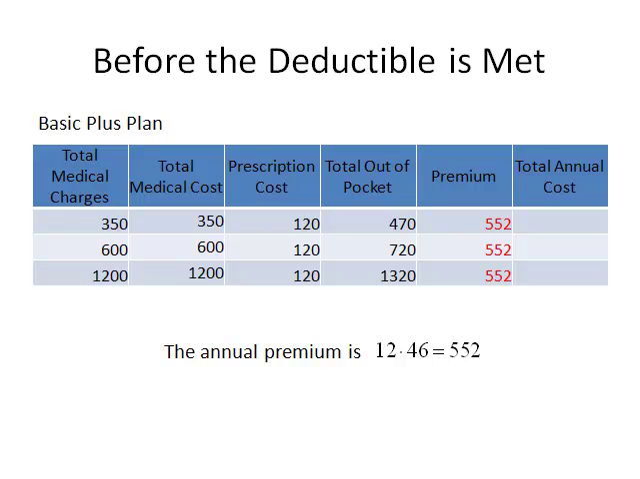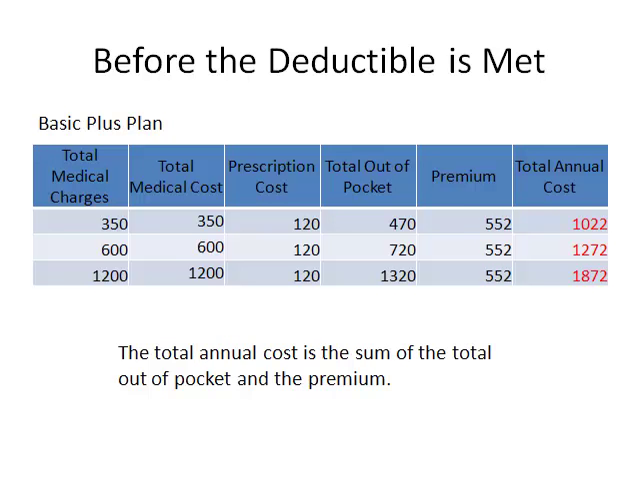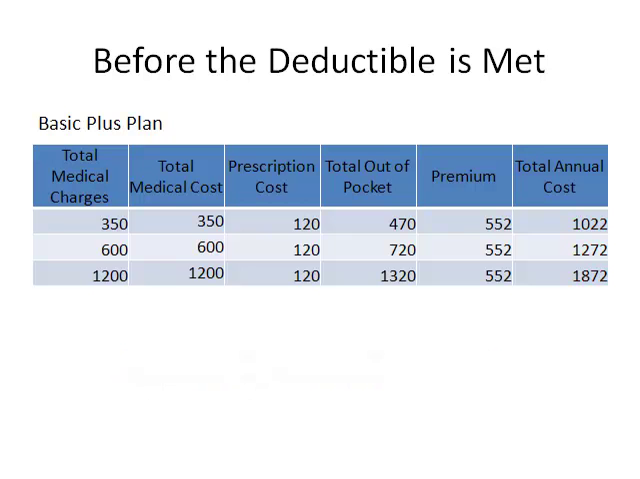For the Basic Plus plan, the monthly premium is $46 for an annual total of $552. By adding the total out-of-pocket to the premium for the year, we get the total annual cost of the Basic Plus plan for several charges before and up to when the deductible is met. As expected, as the charges increase, the total annual cost also increases.